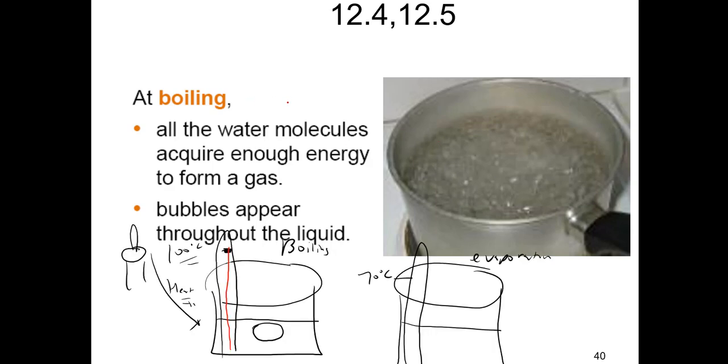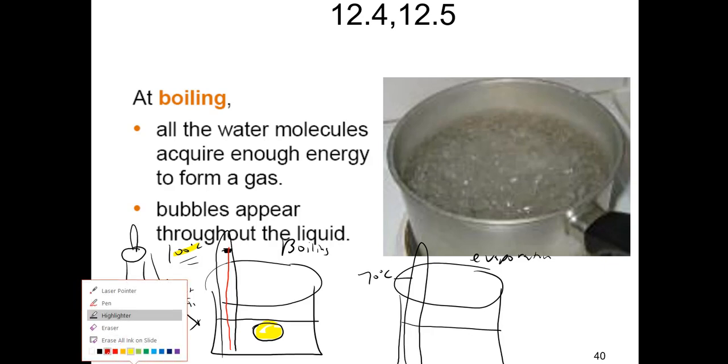So on slide 40, you see an example of boiling. Essentially, when you're at or above 100 degrees Celsius, then random parts of a liquid will go ahead and form gas particles.